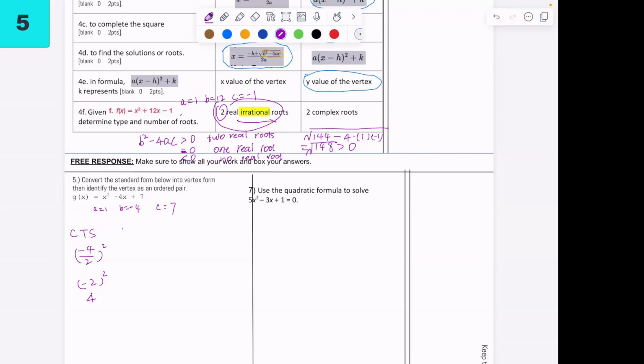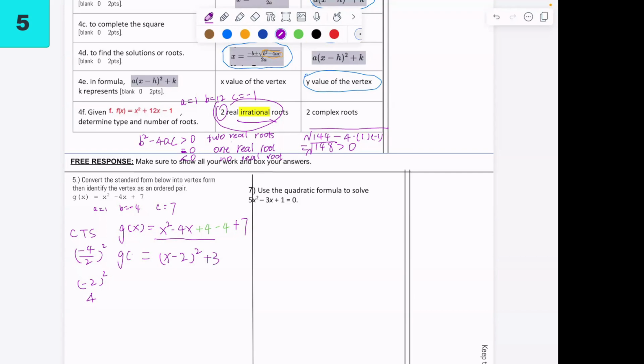So we can write g(x) is equal to x squared minus 4x plus 4 minus 4 plus 7. This is the way that we complete the square, right? Then this is the perfect square trinomial, where you can do the x box. You will find out this is (x minus 2) squared, and minus 4 plus 7 gives us a positive 3. So it's plus 3.